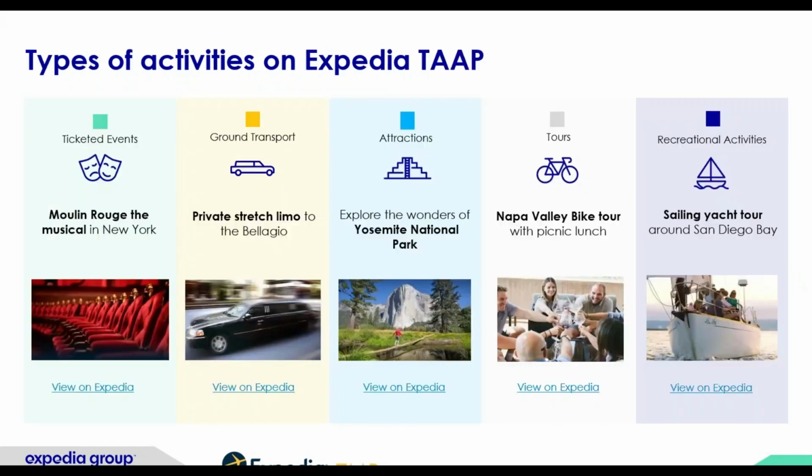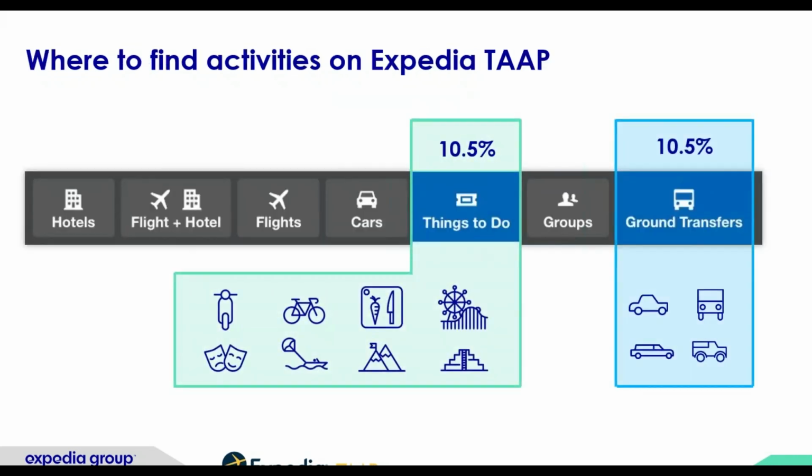So here are some examples of the type of activities we have. Everything you can think of is on Expedia TAAP. So why not book and earn? From ticketed events, ground transfers, attractions, tours, and recreational activities, there's something for everyone.